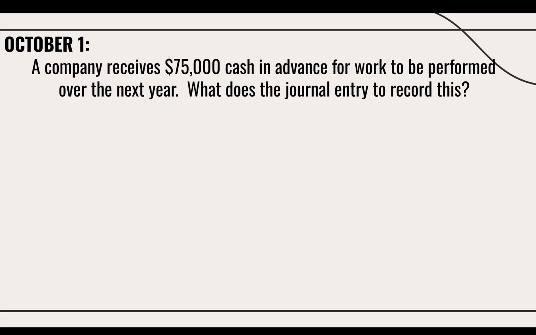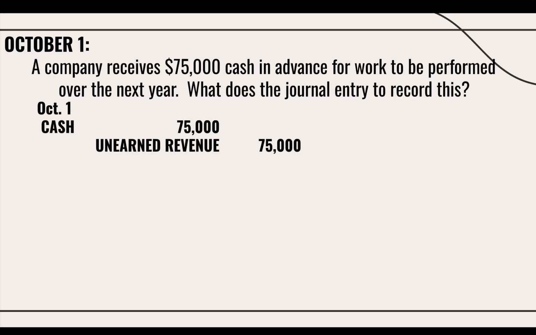A company receives $75,000 cash in advance for work to be performed over the next year. What is the journal entry to record this? You should know this. Pause. Debit to cash for $75,000 and a credit to unearned revenue.